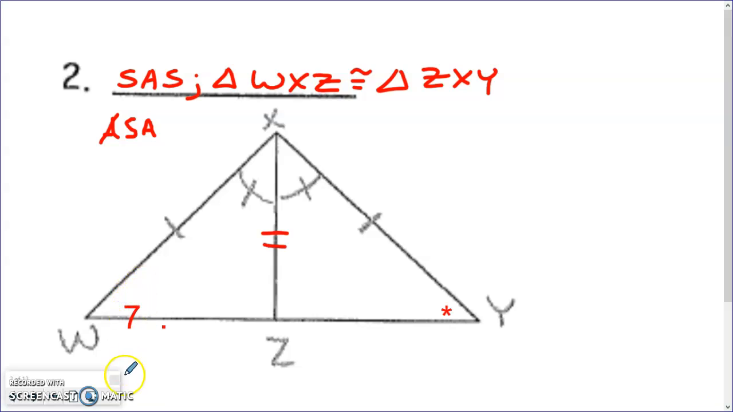Well, we'll do that. It's because of this angle down here, angle, side, angle, and that's why we know it could be that way too. So either one actually works fine.